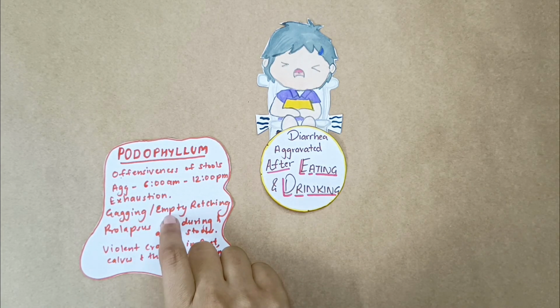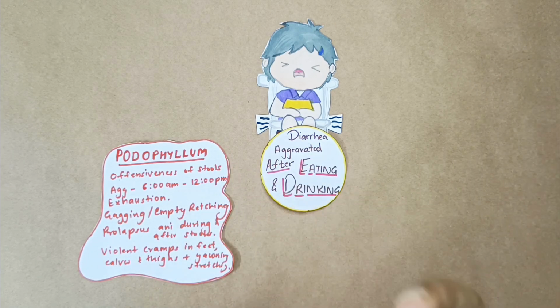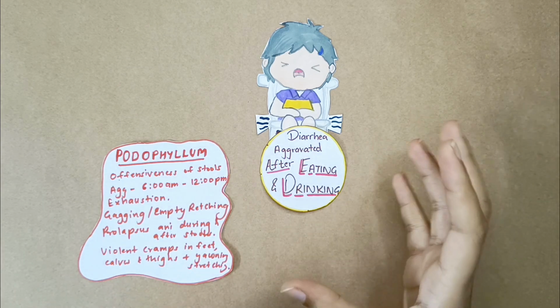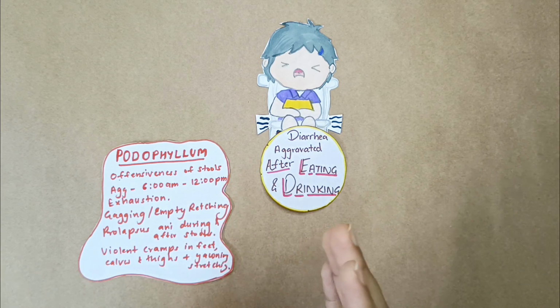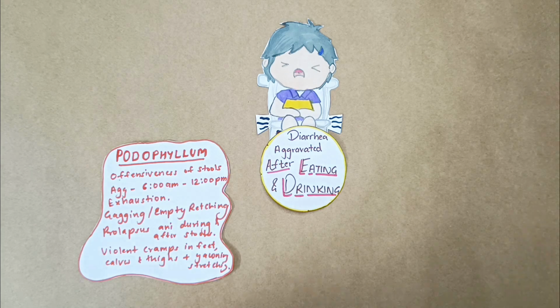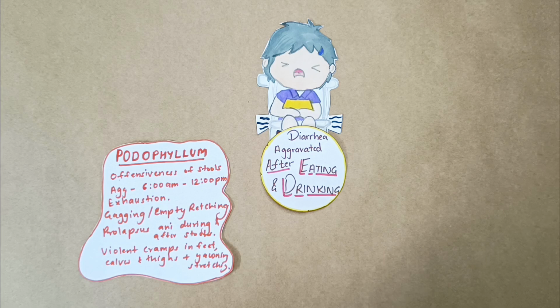There's exhaustion, there's gagging or empty retching. Prolapsus ani, so the anus prolapses during and after stools. This might not happen in every case that you have, but this is a symptom that is present in podophyllum. This might be there, okay? So prolapsus ani during and after stools. Violent cramps in feet, calves and thighs, plus yawning and stretching. So these are a few symptoms, a totality of symptoms, that you can have in your patient when you come to know that you have to prescribe podophyllum. The stool should be offensive, there should be exhaustion, aggravation from 6 a.m. to 12 p.m., cramps are there, etc.